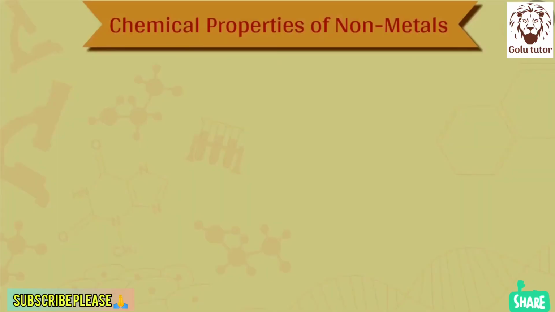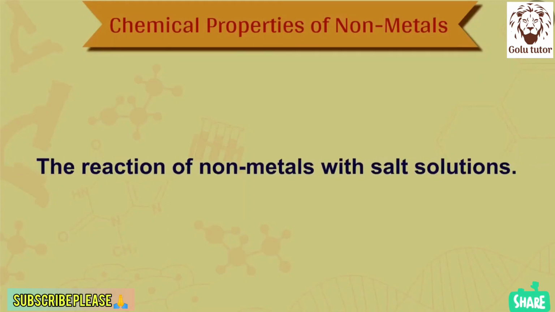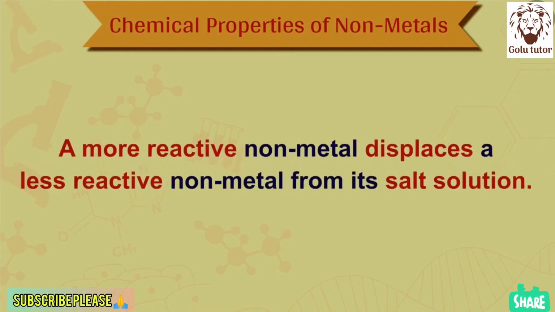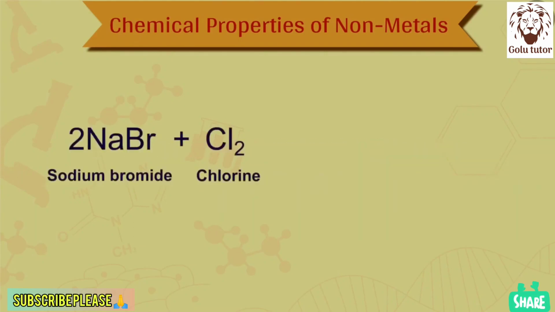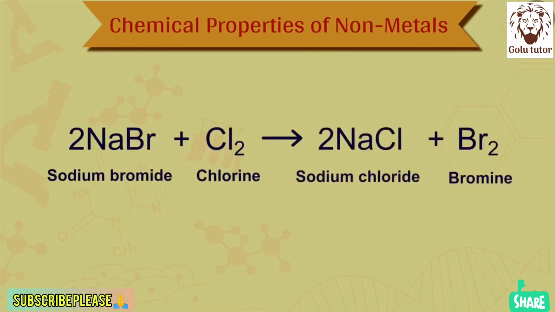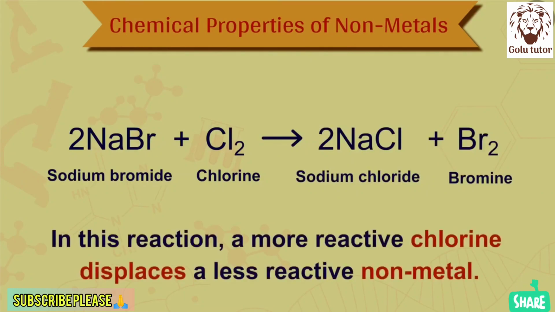The next reaction that we are about to study is the reaction of nonmetals with salt solutions. And children, this is one of the most fascinating reactions as a more reactive nonmetal displaces a less reactive nonmetal from its salt solution. For example, when chlorine is passed through a solution of sodium bromide, then sodium chloride and bromine are formed. In this reaction, a more reactive chlorine displaces a less reactive nonmetal from its solution.